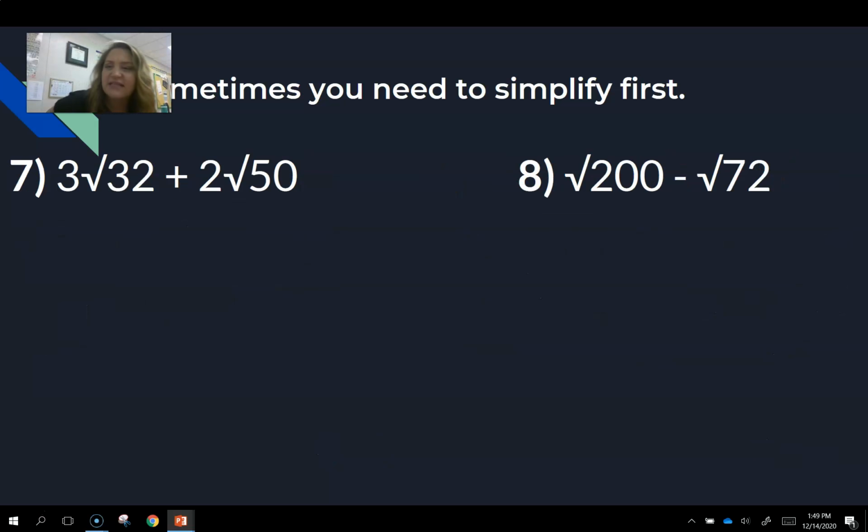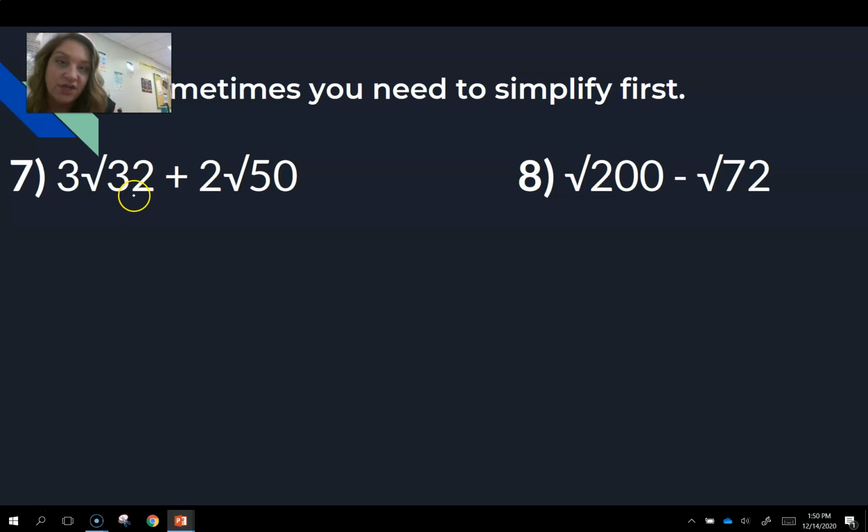All right, number 7. It's a little bit different because there's already numbers on the outside. Okay, so all that means is that when I bring something out, if I already have a square root there or a number outside the square root, I just multiply it with what I bring out. Okay, so we have 3 times the square root of 32 and 2 times the square root of 50.